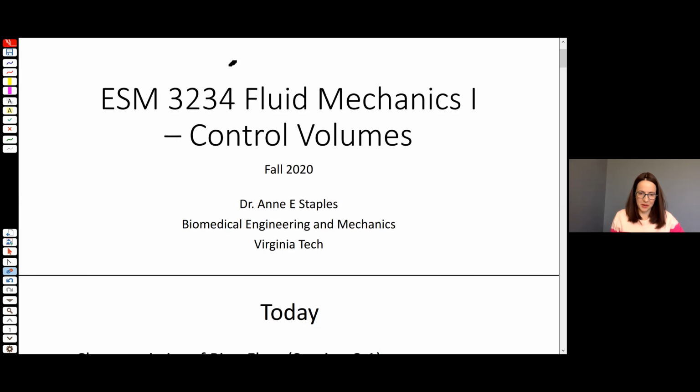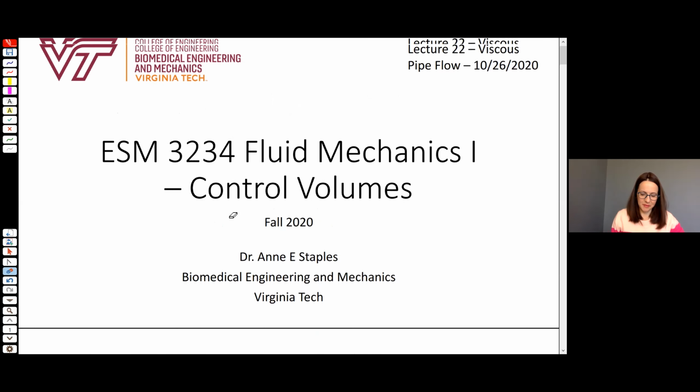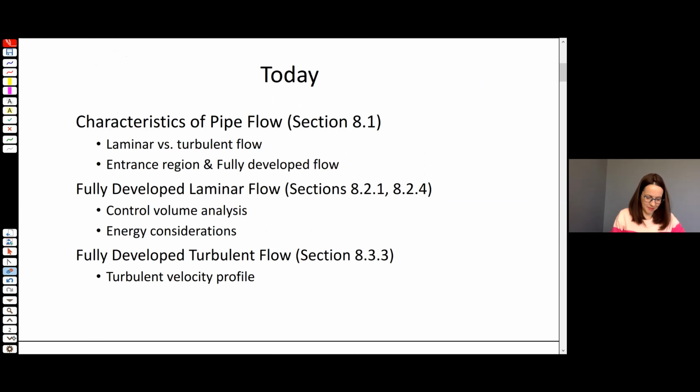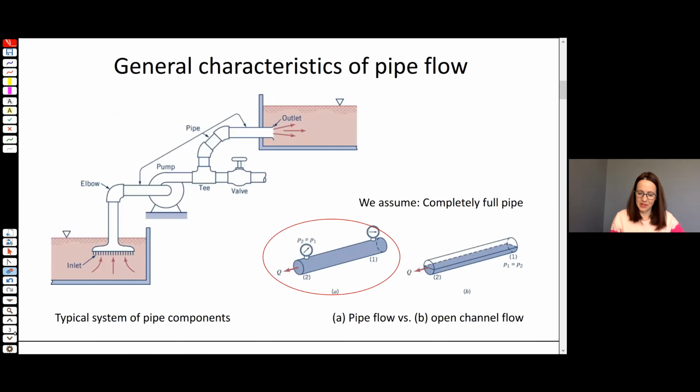All right, so here we go. Here's a typical engineering system of pipes, right? We've got a pipe system that's pumping water from some lower reservoir to some upper reservoir here. It goes through a series of turns. It goes through a pump, goes through a T-junction. There's a valve here, lots of different pipe components.